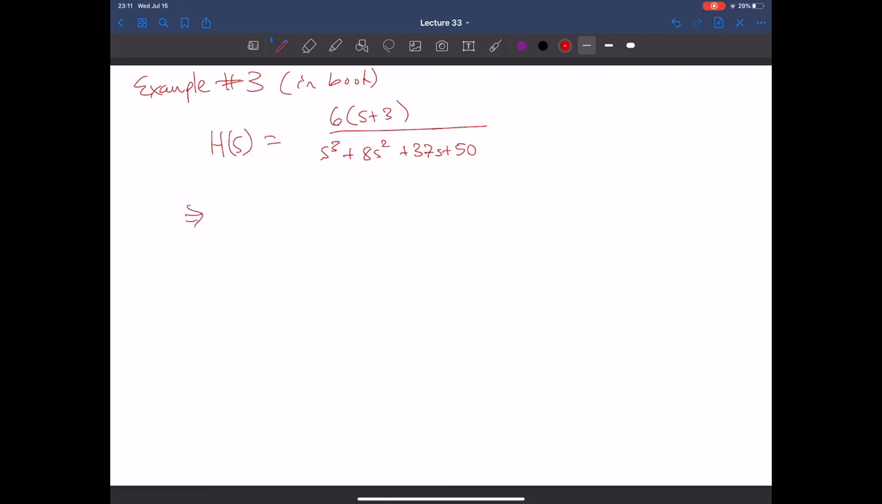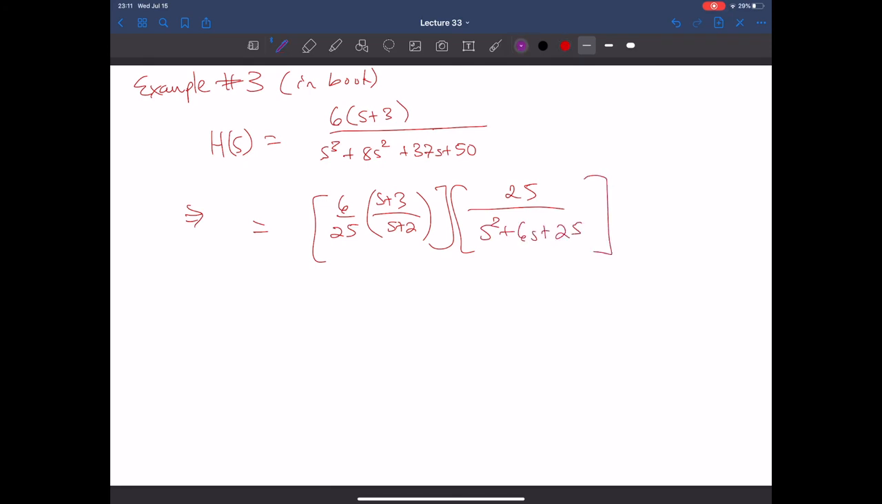Well, we're going to go ahead and break this apart a little bit. We can determine the transfer function and allow ourselves to have a k equals 1 if we make this look a little nice. So we write this out as 6 over 25, s plus 3 over s plus 2, and then this is attached to 25 over s squared plus 6s plus 25. Notice here what I've done, and this is totally intentional, okay? So this 25 here and 25 here are matching each other.